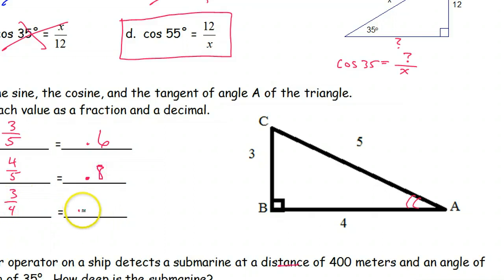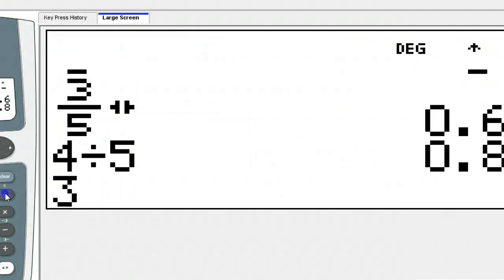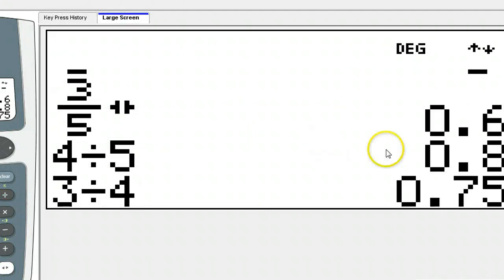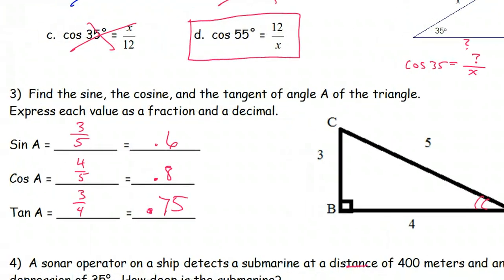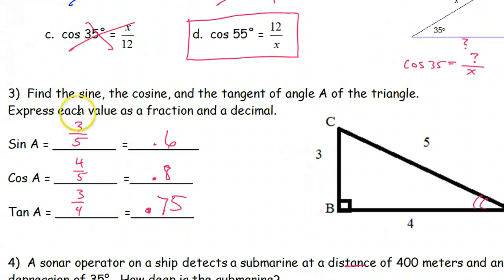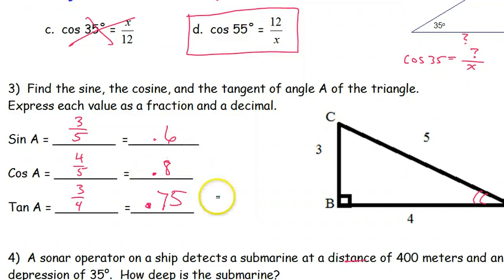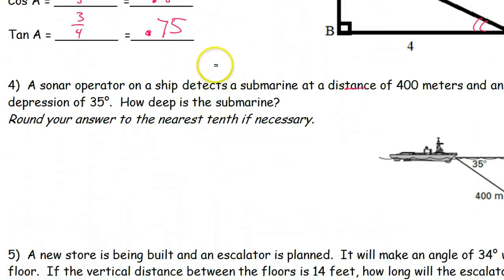And 3/4. Alright, you should memorize that 3/4 is 0.75. 3 divided by 4, 0.75, like I said. Okay, and that's it for number 3. Great. Alright, let's look at number 4.